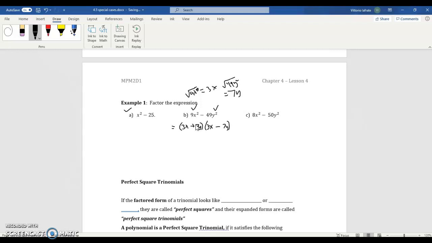So that's an example where you have 2 variables this time. Make sure you don't forget that second variable. Let's try example C here. Let's see if we have a perfect square. At first glance, it doesn't really look like it, because you can't do square root of 8 and get a nice whole number, and you can't do square root of 50 and get a whole number.